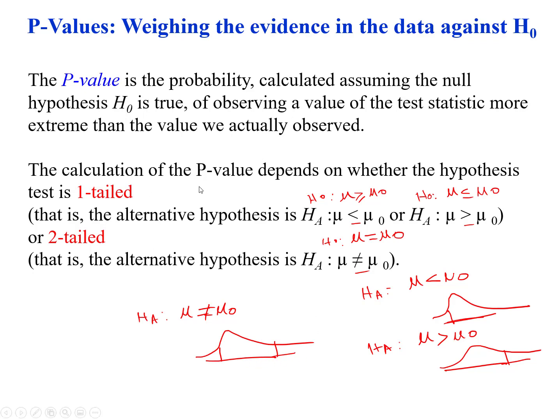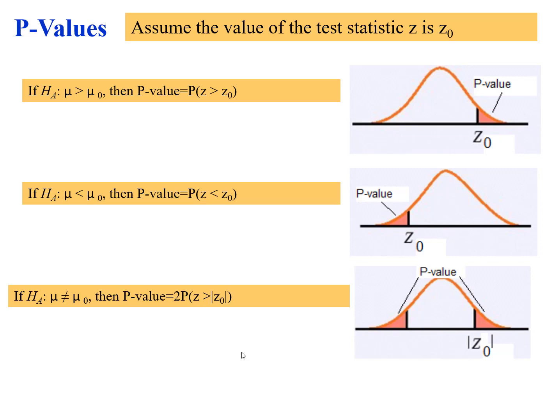The calculation of the p-value depends on whether the hypothesis test is one tail. Left tail or right tail is considered a one tail test, because this is one tail, this is one tail, and the two tail test is this one. On the basis of this we will calculate the p-value. In this lecture I am also going to show you how to calculate the p-value manually. But before that, you need to understand: assume the value of the test statistic z is z naught. On the basis of the alternative we will calculate the p-value.